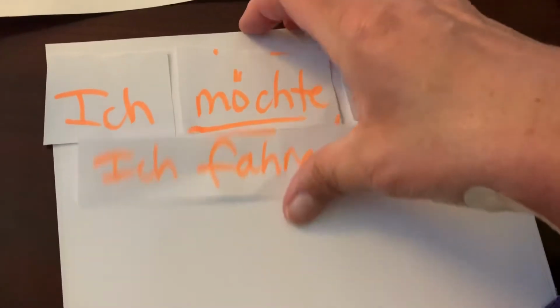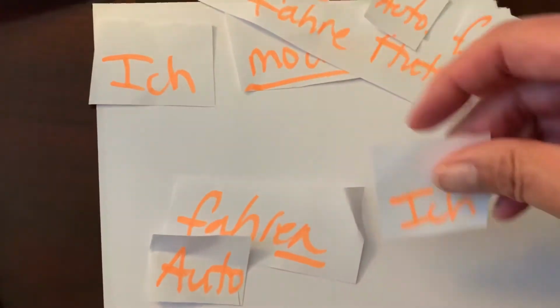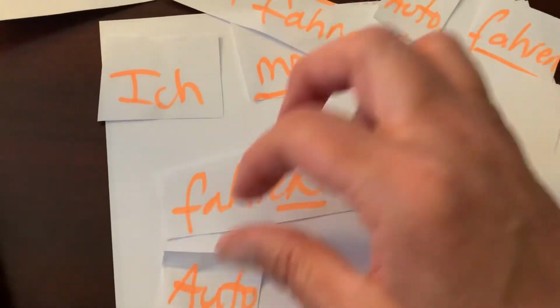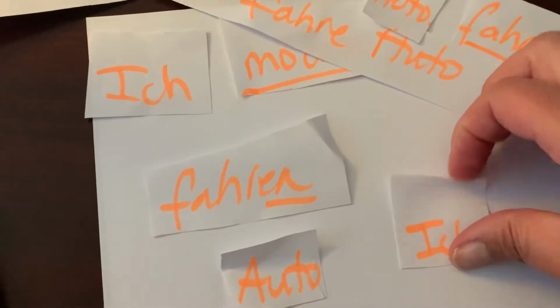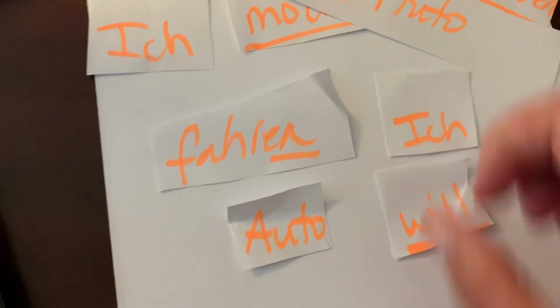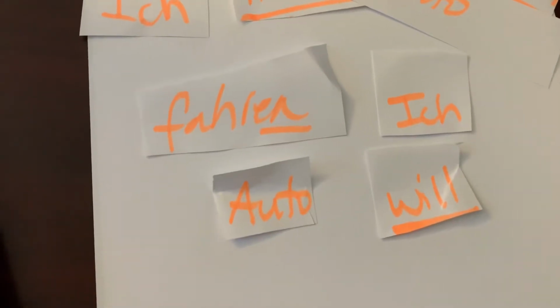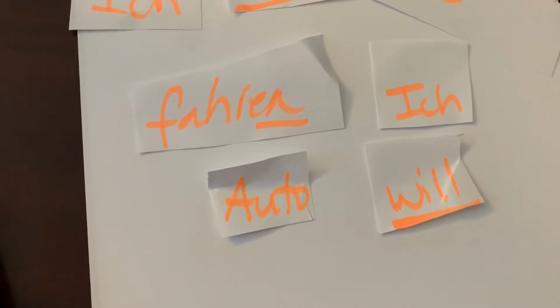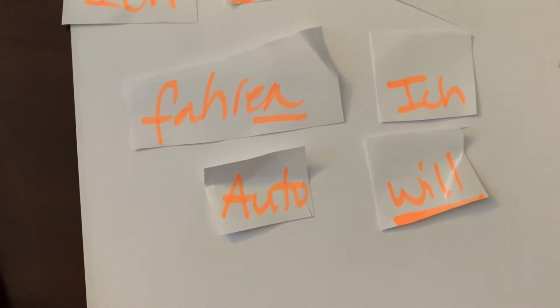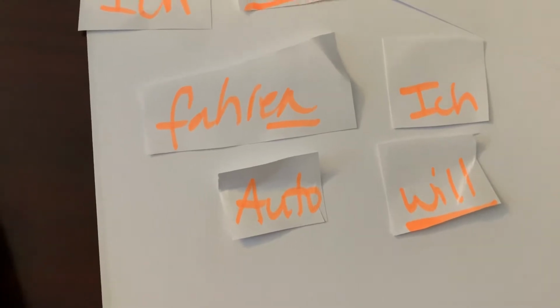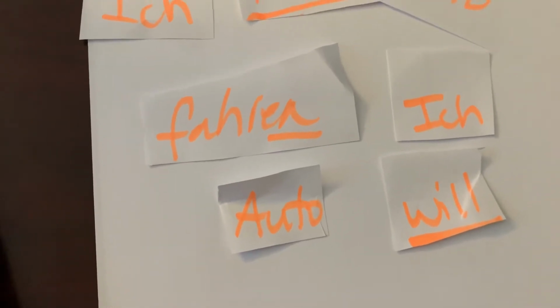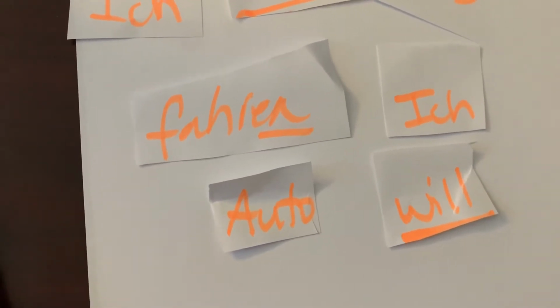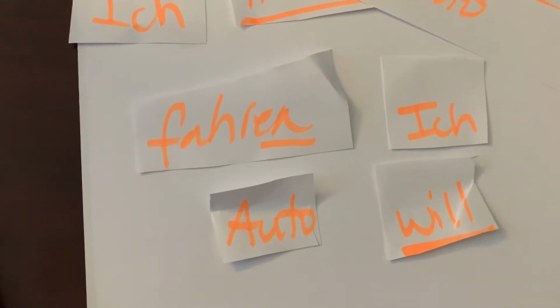Now let's look at another one. You have fahren, ich, Auto, and will. Okay, just keep in mind will is a false cognate, meaning that it does not mean will. It means to want to. It sounds like an American word, but it's not. It's a false cognate. So those are not your friends. The real ones are your friends.